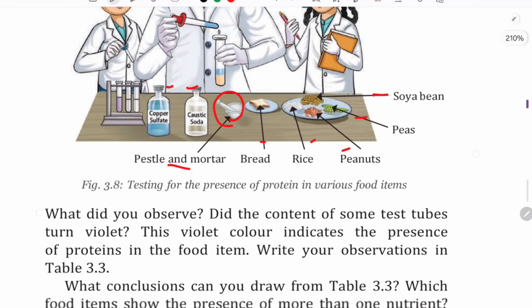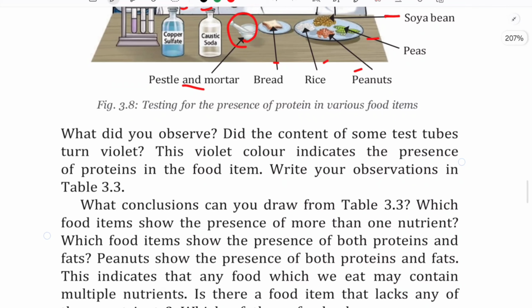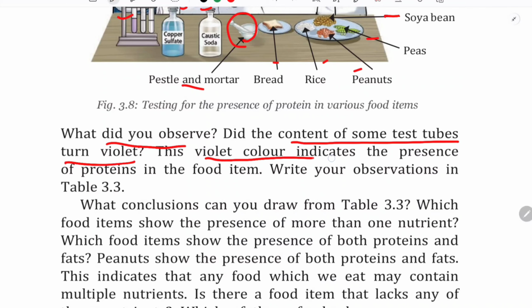So after observing for a few minutes, now you have to observe certain things, okay. What did you observe? Did the content of some test tubes turn violet? See here, one of the test tubes is turning violet, isn't it? This violet color indicates the presence of protein in the food item. Write your observation in table 3.3. If the food item turns violet, that means there is a presence of protein.